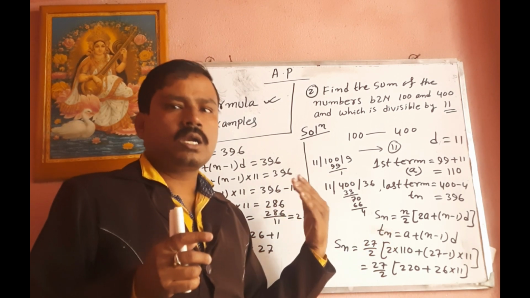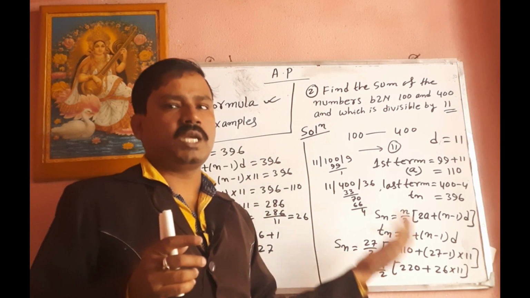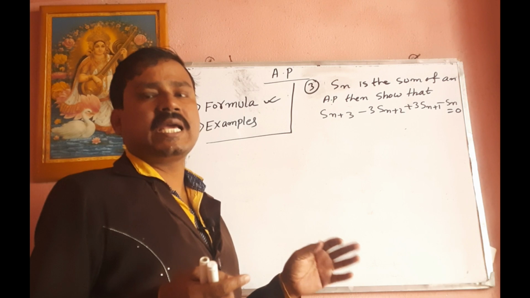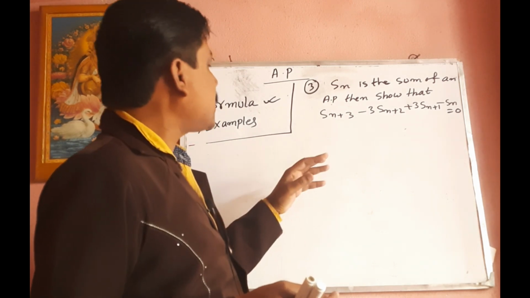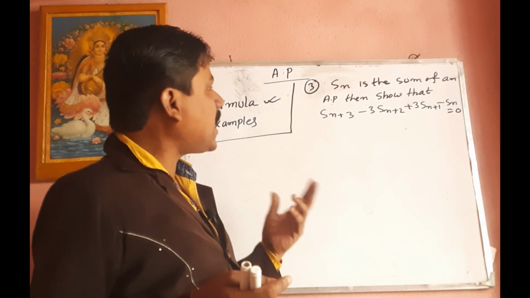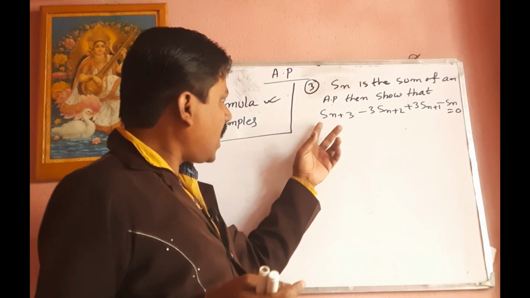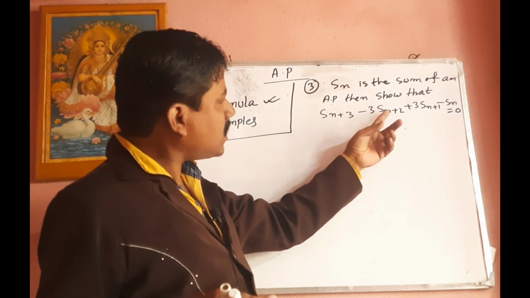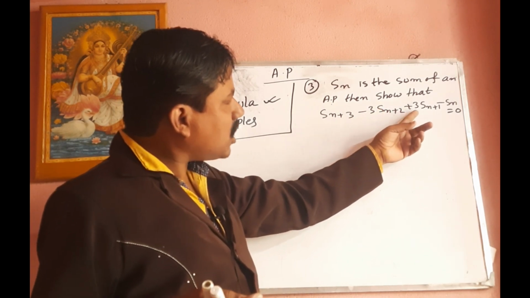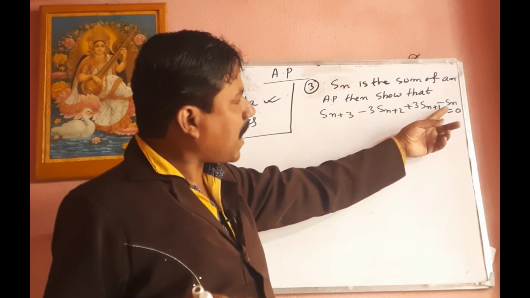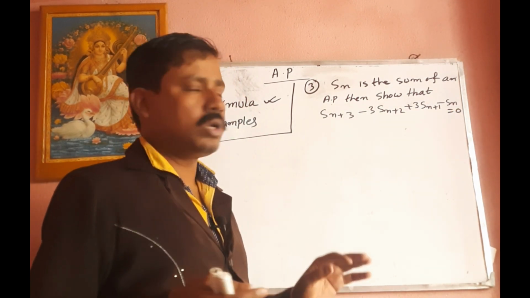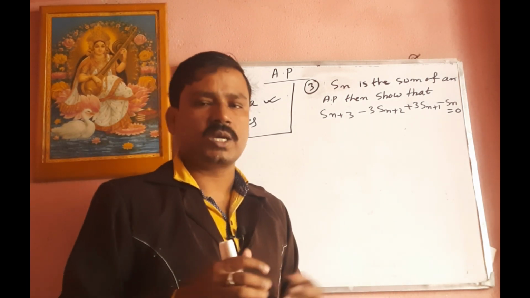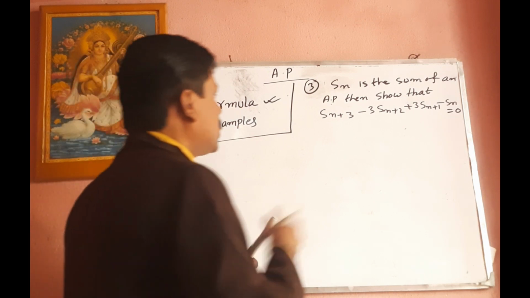Now we move to the third and the final example of the day. The third example: if Sn is the sum of an AP, then show that S(n+3) minus 3 times S(n+2) plus 3 times S(n+1) minus Sn is equal to 0. These types of questions are important for your exam, any kind of exam. So we move to the solution.